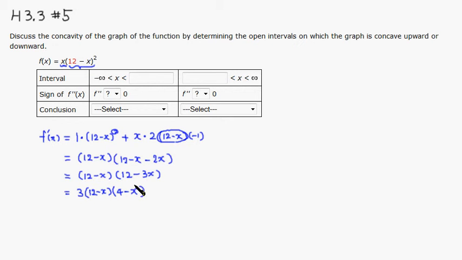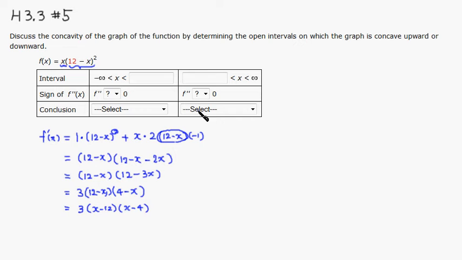And I would probably try to multiply this guy by -1 and this guy by -1, or pull out the negative sign from here so that it looks a little bit better. So I'll write it as 3, and instead of 12 minus x, I would write x minus 12. So I'll pull out the negative sign. Then I'll do the same here. So we'll pull out the negative sign twice, so it turns into positive. So you have x minus 4. So that's our first derivative.